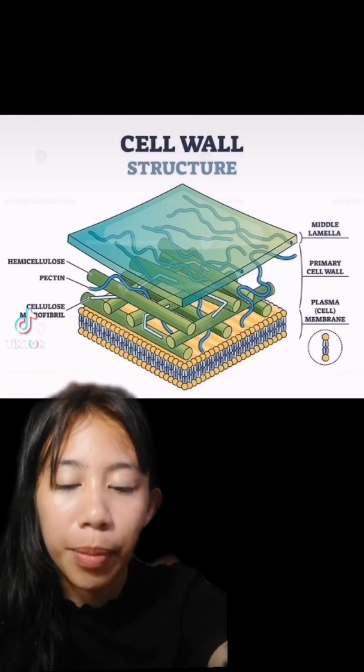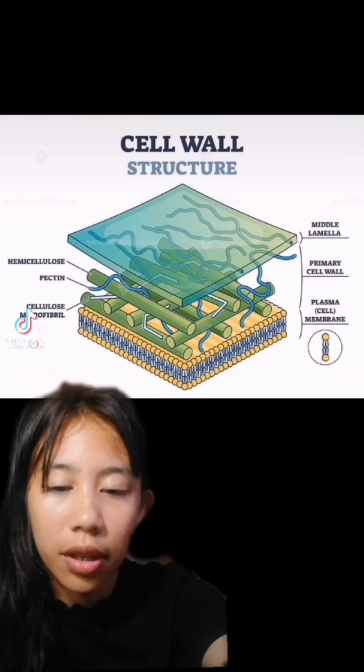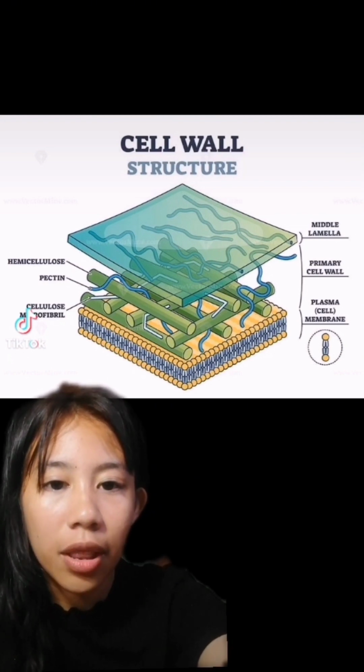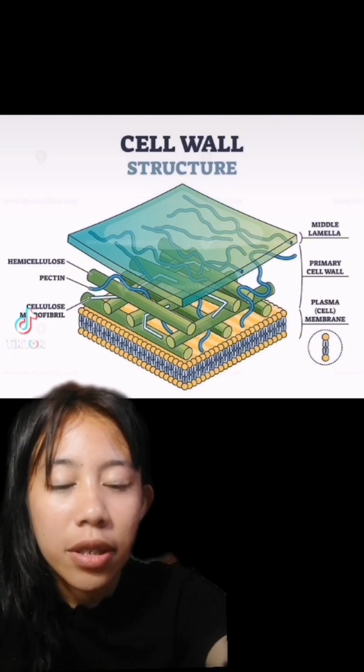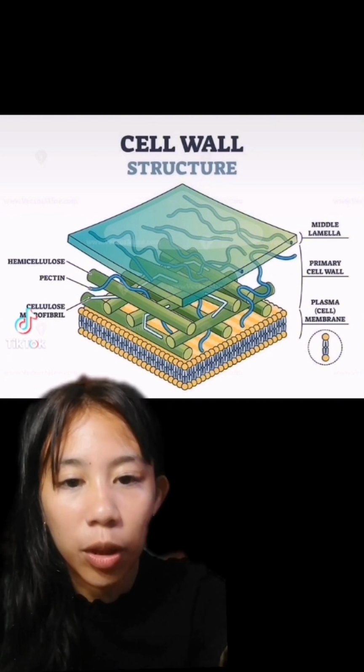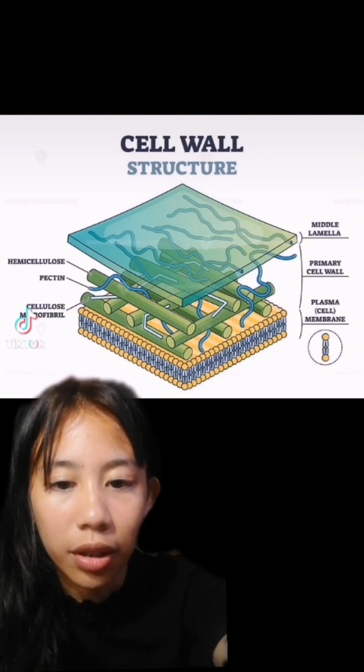The components of plant cell wall are first the middle lamella, the primary cell wall, the secondary cell wall, and the tertiary cell wall.